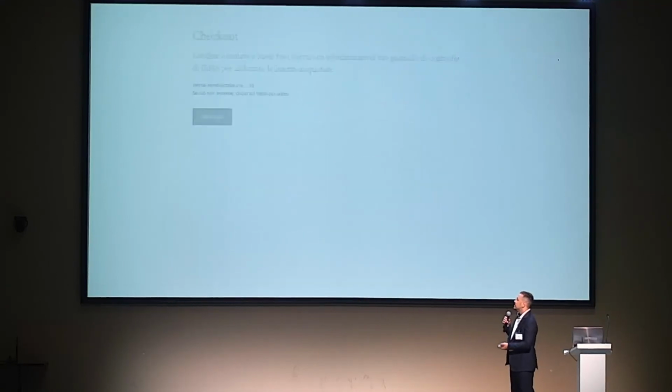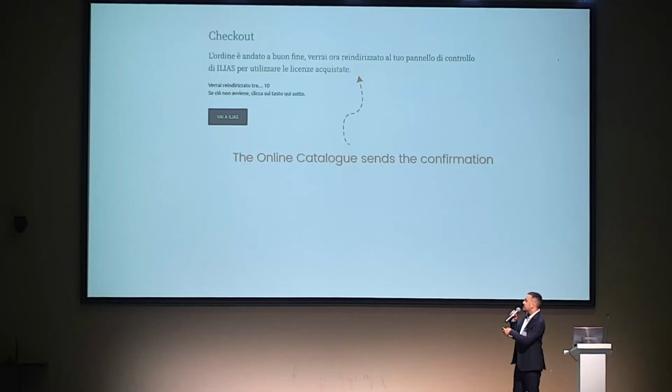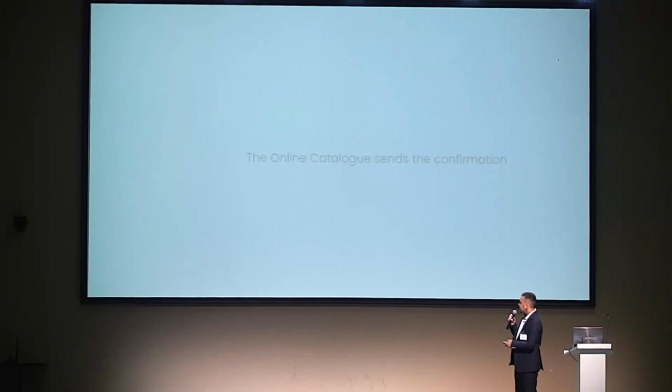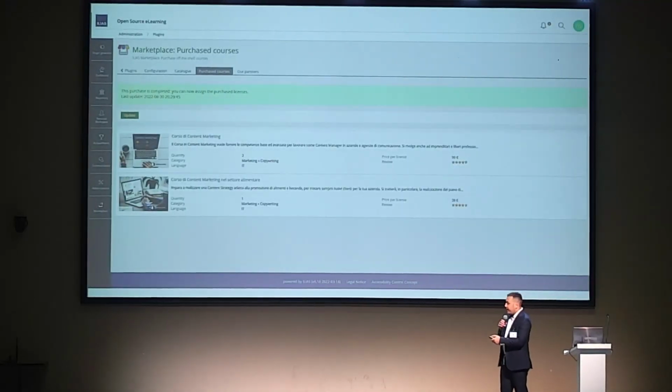Then let's buy these courses, and here is the checkout part where the online catalog sends the confirmation of the licenses I bought. I can have here in the plugin a purchased course tab where I see that the purchase is complete, and now I can assign the license I bought.